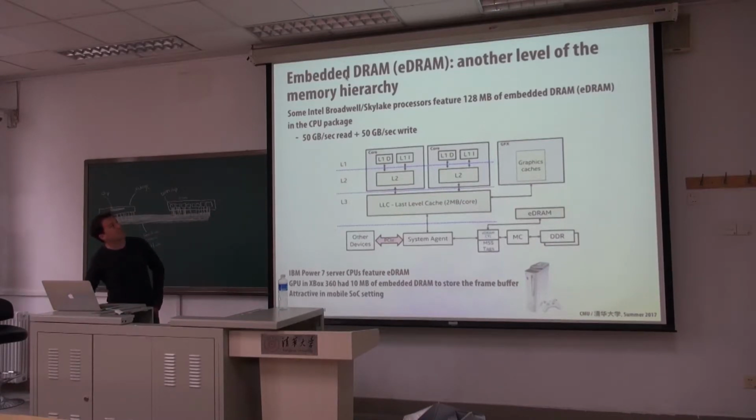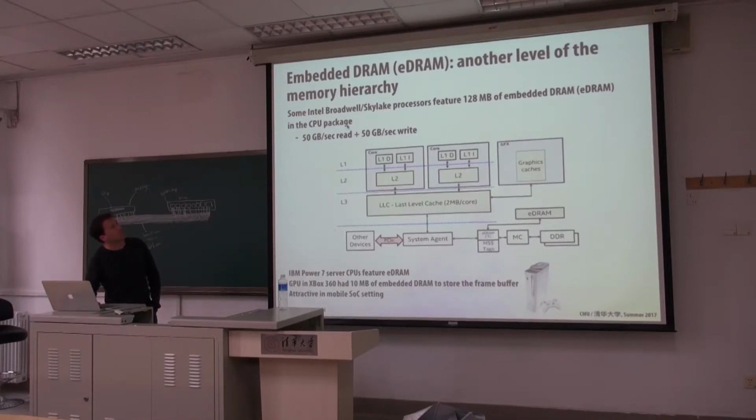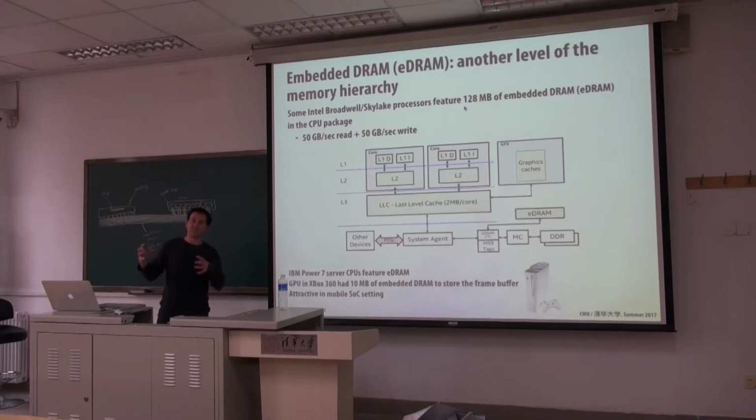And then there's also embedded DRAM. So some high-end Intel processors will have embedded DRAM, and the Xbox 360 had embedded DRAM. And so that's DRAM right next to the processor, sometimes in the same package, sometimes maybe even close to the same chip. And this DRAM, for example, can give you 50 gigabytes per second read and 50 gigabytes per second write, and it's almost like a 128 megabyte L4 cache. So one answer is to start bringing the DRAM closer.